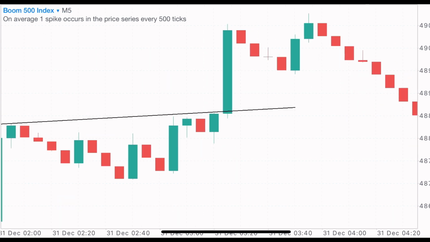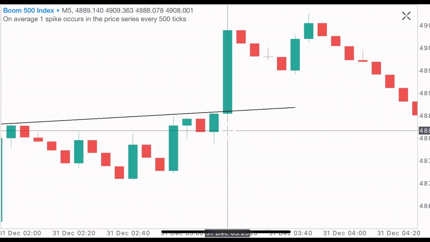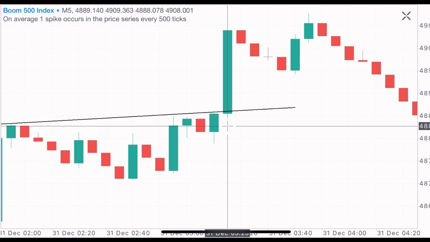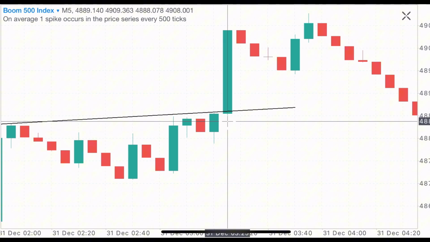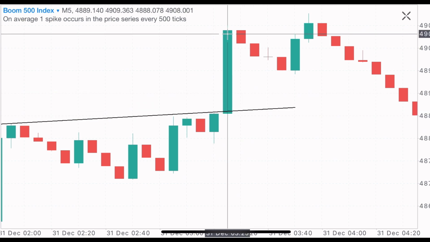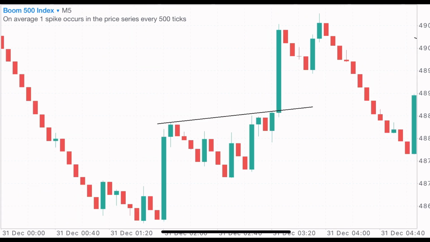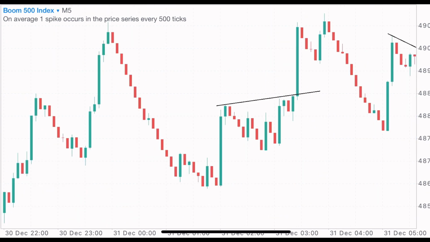If I zoom in, you see this thin line right here. The market sold a little bit, then it bought. You see, it sold, then it broke through the line, then there was a buy. Okay, there was a buy. If I zoom out again, you see.